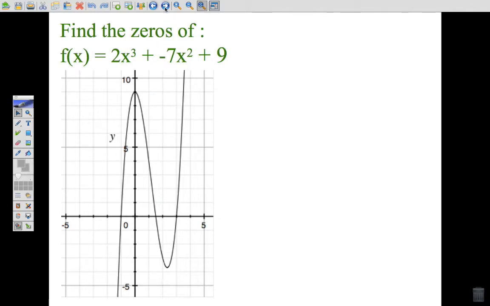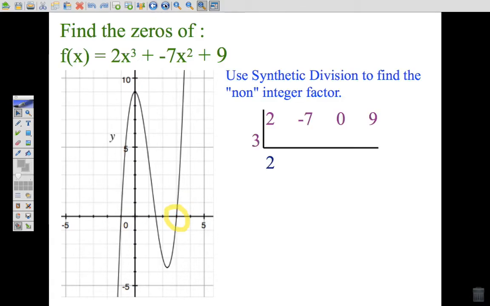We are going to take either of the 2 points that we first found, doesn't matter which you start with. I'm going to start with positive 3. I'm going to use synthetic division, using positive 3, and then using all of the coefficients of each term in descending order of the exponents.